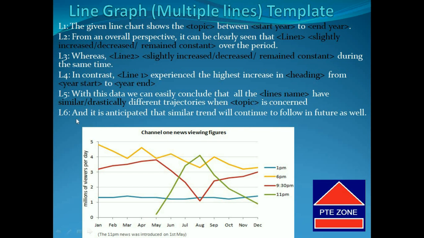And I always use the same last line, which is, and it is anticipated that similar trend will continue to follow in future as well. So it might not be correct, but this is not wrong. This is my anticipation, right? So whatever from the given data, I'm anticipating this, so I can use this line everywhere in every kind of graph, and it is anticipated a similar trend will continue to follow in future as well, or maybe you can say in future also, or whatever it is.